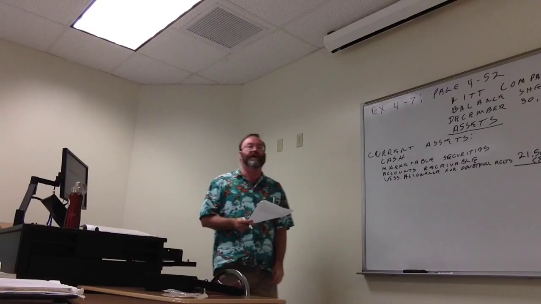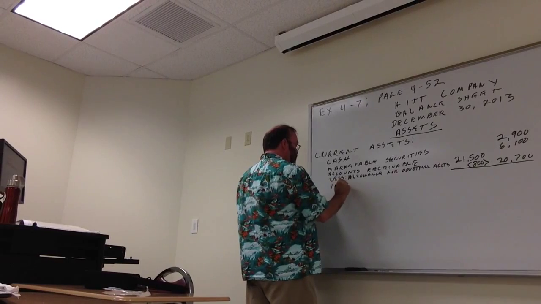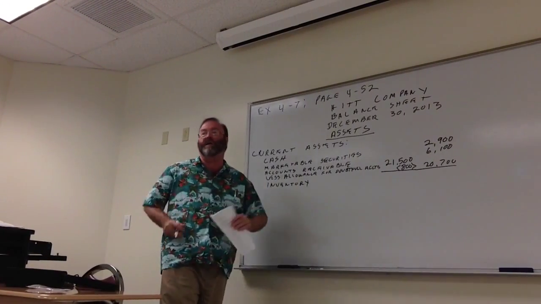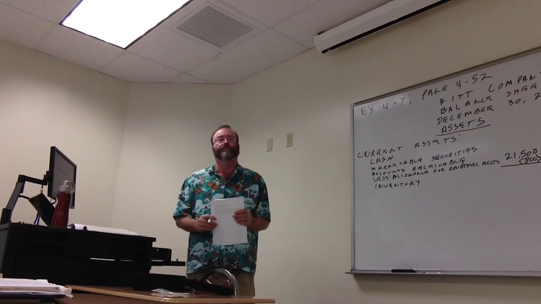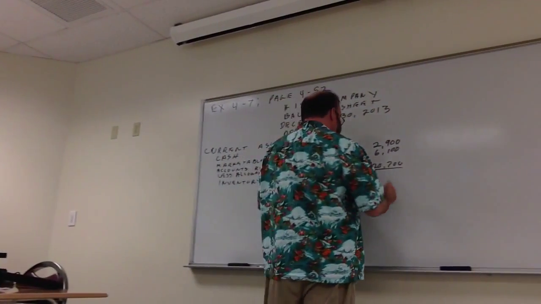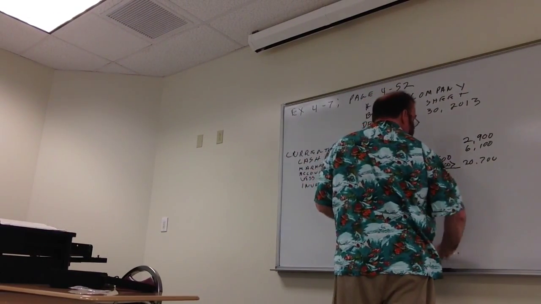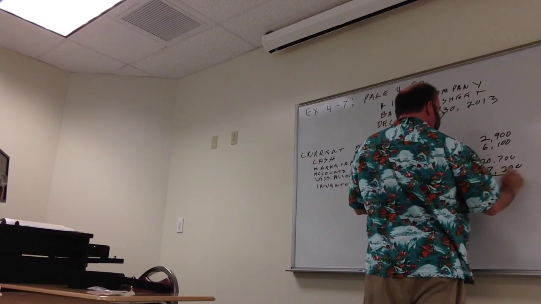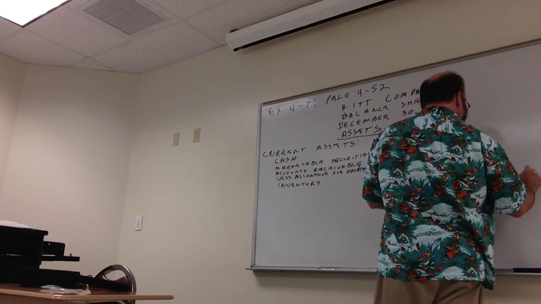Next, in order of our liquidity, is going to be inventory. And this is not a manufacturing company because it has a single inventory account. So it's either a retailer or a wholesaler. Inventory totaled $37,200. Which gives us total current assets of $66,900.